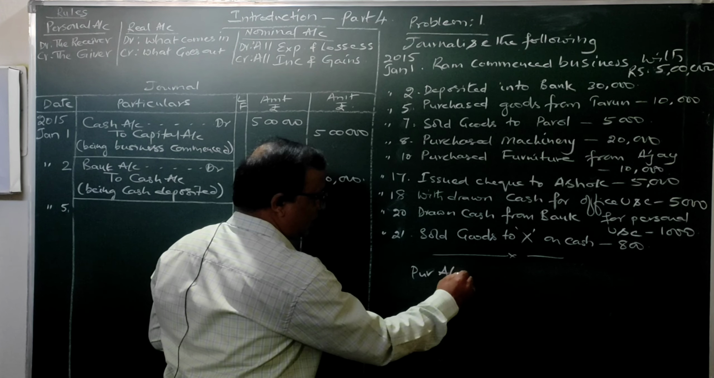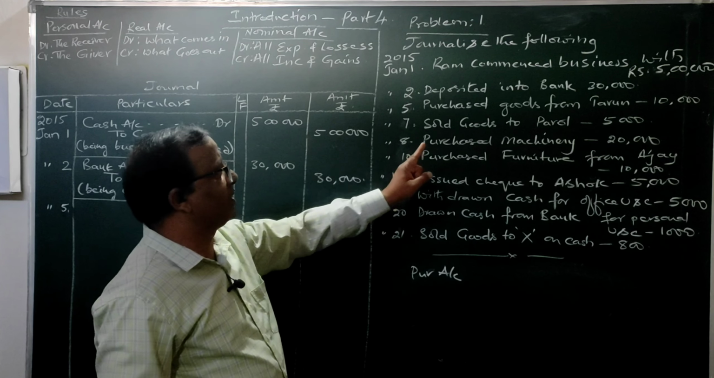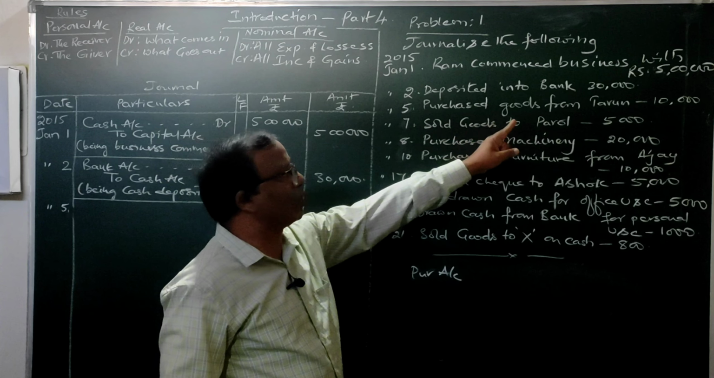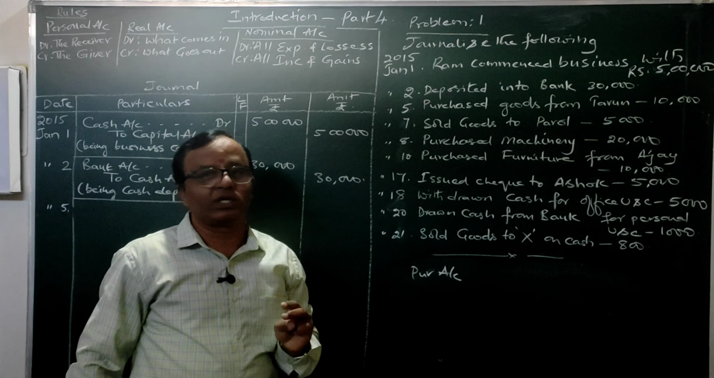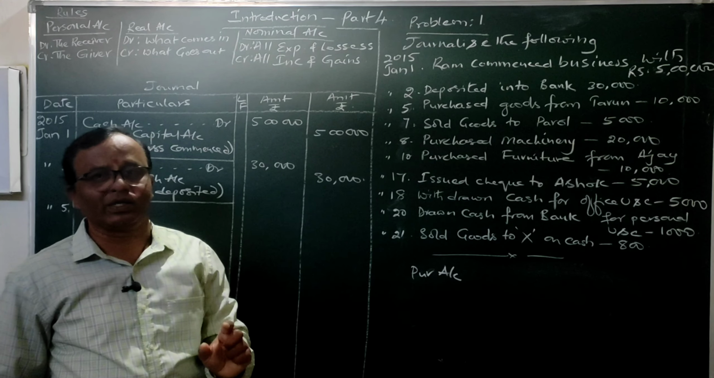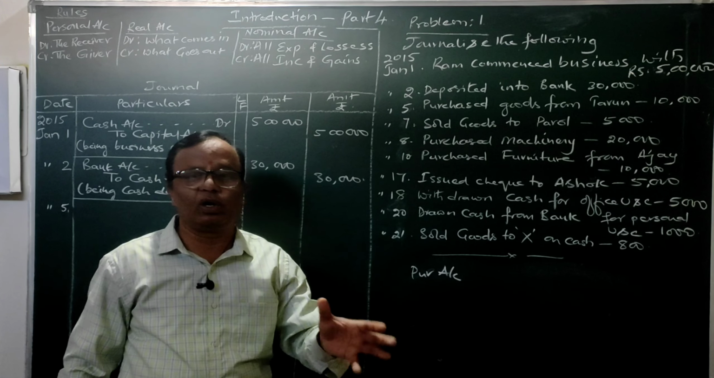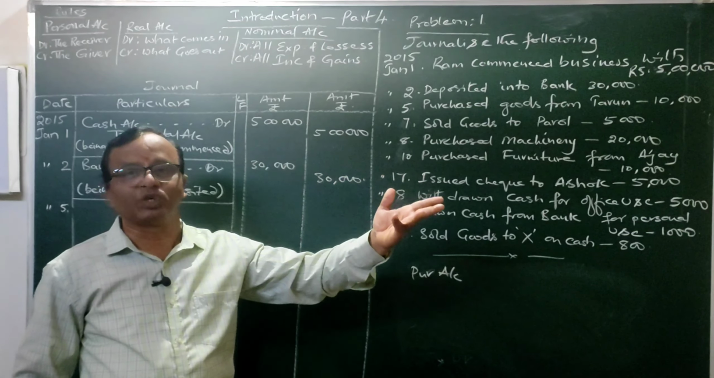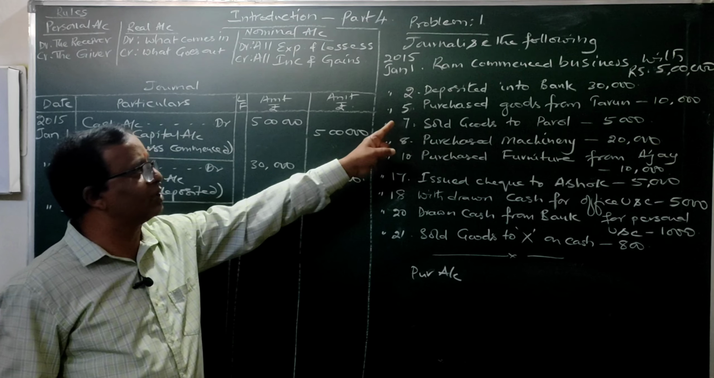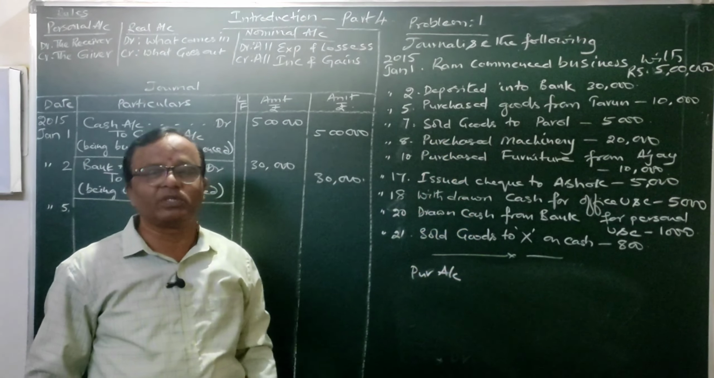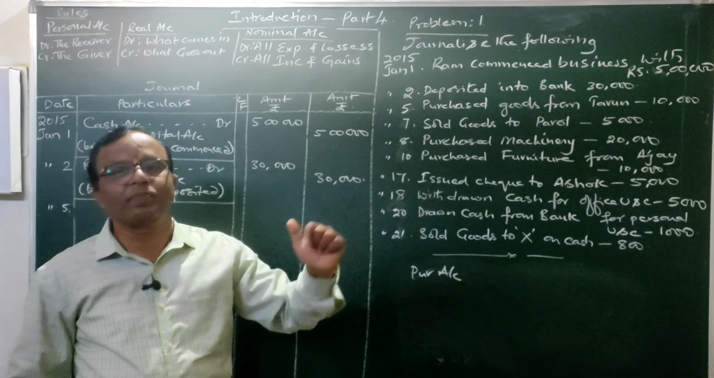So one is purchase account. Another account which is affected by this transaction is, purchased goods from Tarun. When he said, what type of transaction is it? Is it a cash transaction or a credit transaction? Have you purchased by paying cash immediately, or you have promised to pay it in the future? Means if you go through the transaction, what he says, purchased goods from Tarun, when he said, it means that you have purchased on credit from Tarun.